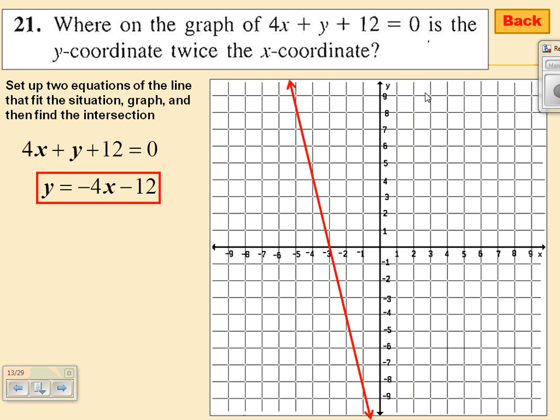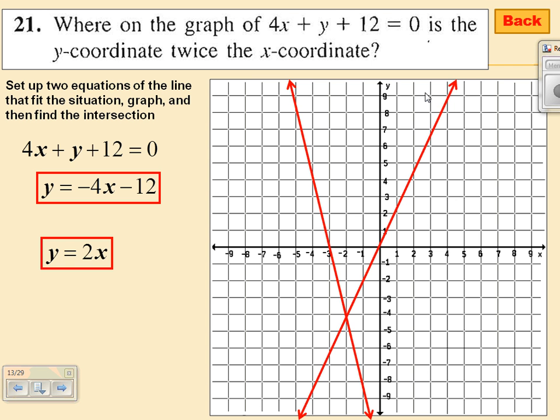Now, the next equation fits the situation in problem number 21, where it says the y-coordinate is twice the x-coordinate. So how would I write that out? It would be simply y equals 2x. The y-coordinate is twice the x-coordinate. I then just have to graph it. Y equals 2x gives me that line there.